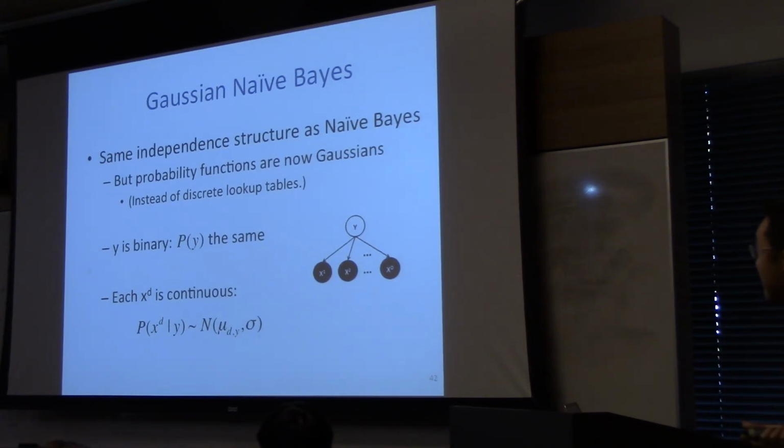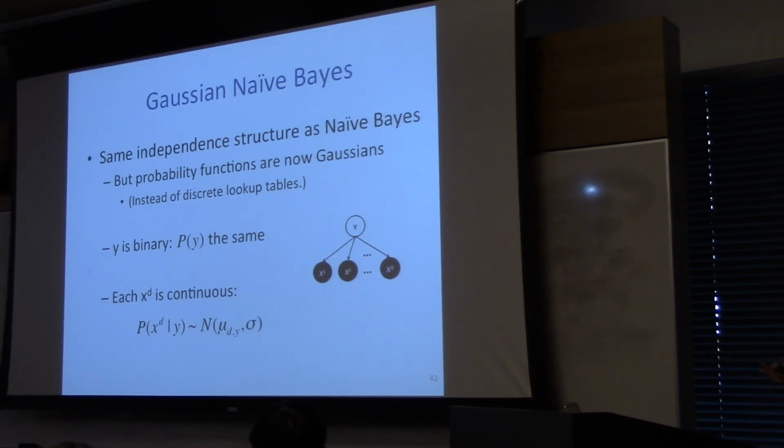So it has the same independent structure as naive Bayes. Let's say y is binary, so p of y is the same. But let's suppose each feature is a continuous variable instead of discrete, right? Because it's continuous, you can't really model it as a probability table. And so one assumption is to say, well, suppose that the distribution of x of d, given whatever, is some normal distribution, right? Gaussian distribution.